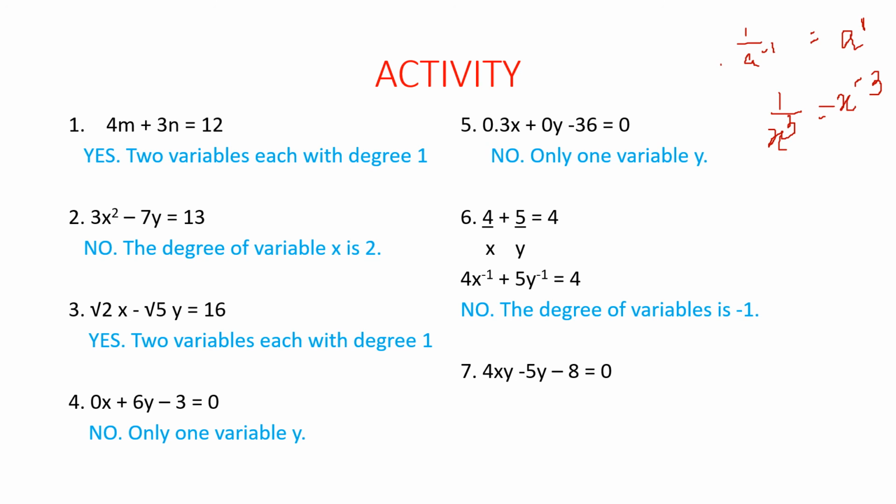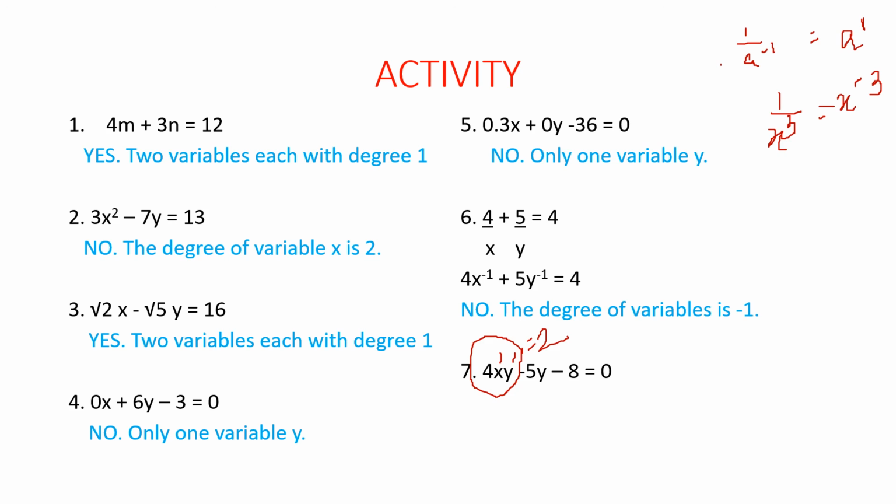Now lastly, the seventh question is a little different. If you look at the terms, the first term is 4xy and the second term is 5y. There is no problem with 5y, but if you refer to the first term 4xy, what do we find? If we find the degree of this, see here x is having the power 1 and y is also having power 1 separately, right? So what happens? The degree of this entire term becomes 2. We add the powers, 1 plus 1, 2.